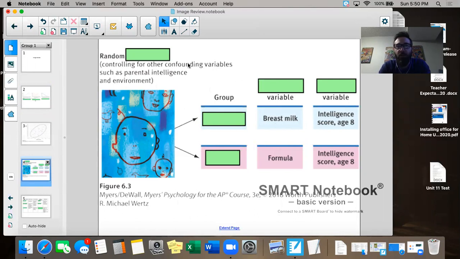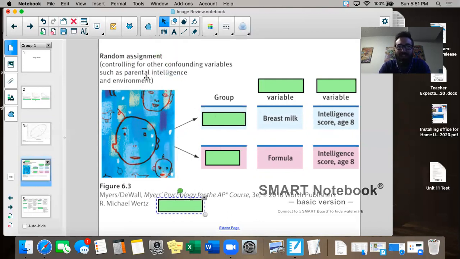Neither of these will be confounding, because it's saying confounding up here. Confounding variables, such as parental intelligence and the environment, maybe can't be controlled, so we just want to be aware of them. Or if we're going to be randomizing these infants into both groups, one that gets the breast milk, ideally you would have some sort of theory or hypothesis that the breast milk causes, in this case, higher intelligence scores at age 8. We will hopefully be randomly assigning them to these groups.